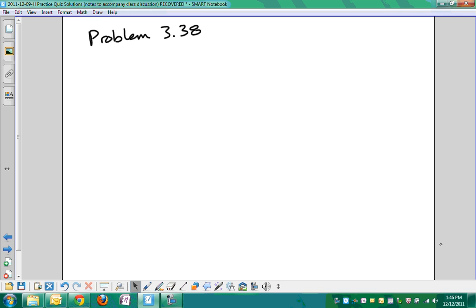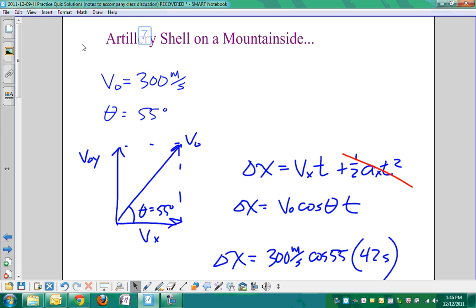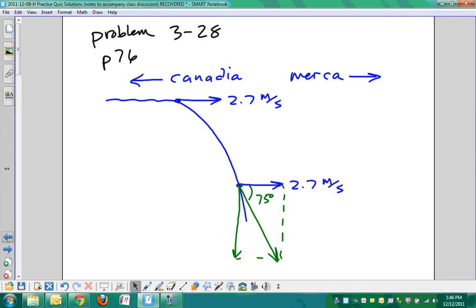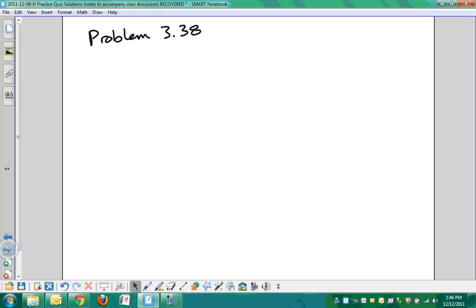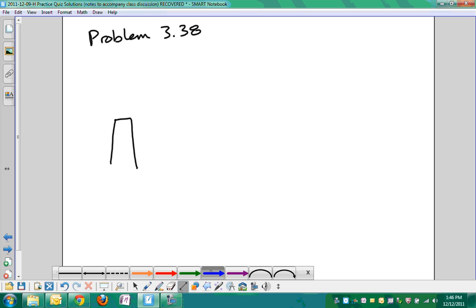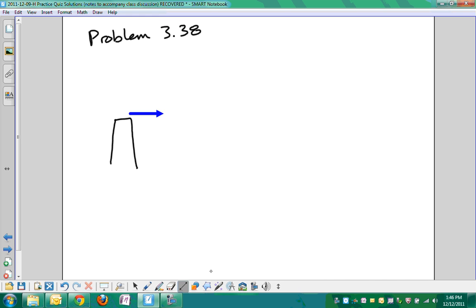All right, we're working on problem 338 from the textbook, one of the extra problems from the projectile packet. It says this: we have building 1, a projectile is thrown with some velocity and goes a certain distance, we'll call it D, okay?